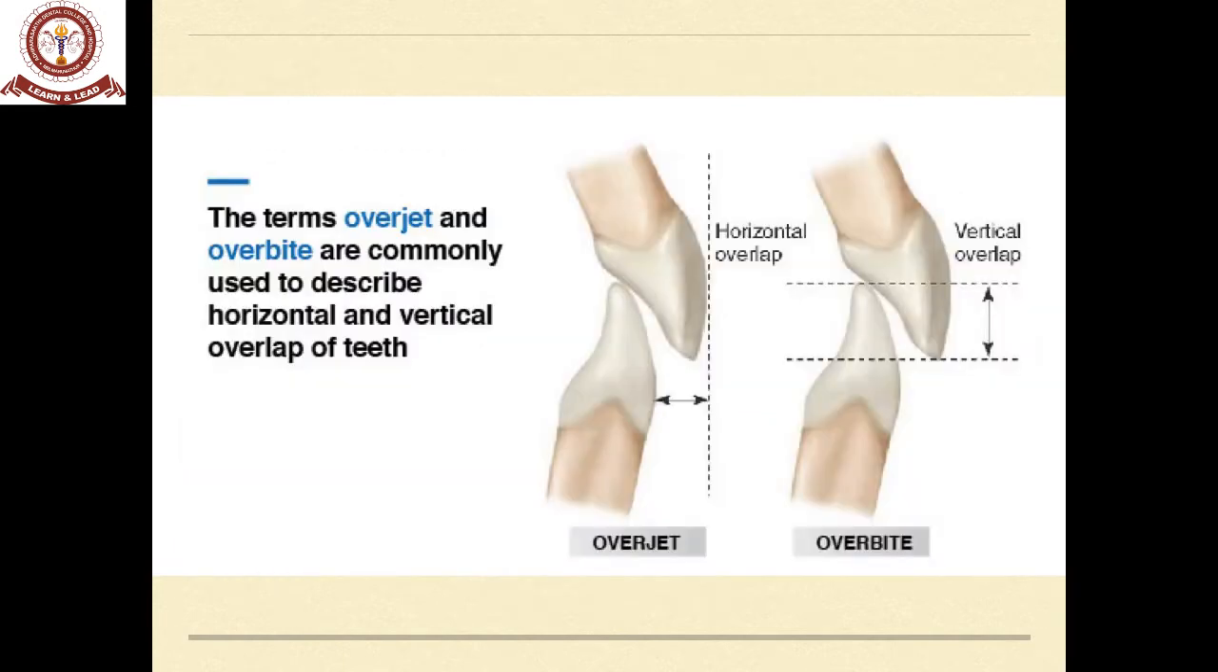Let's understand the terms overjet and overbite. Overjet is the horizontal overlap of the maxillary incisors, and overbite is the vertical overlap of the maxillary incisors.